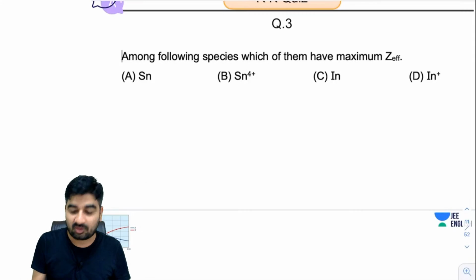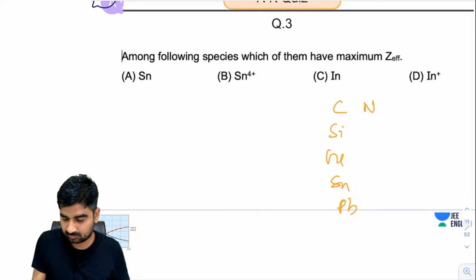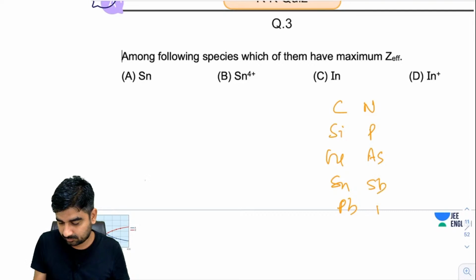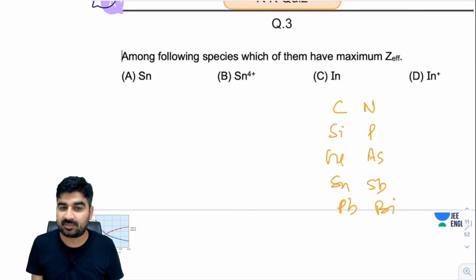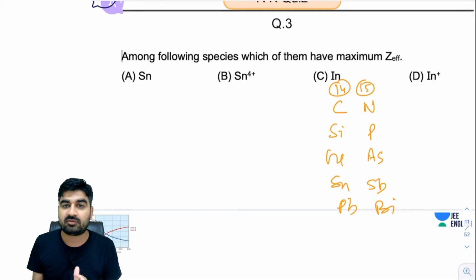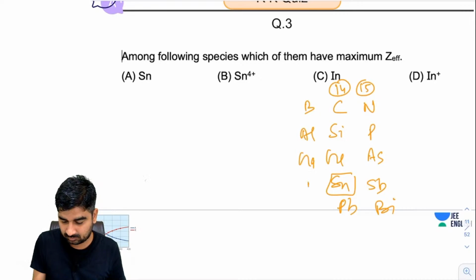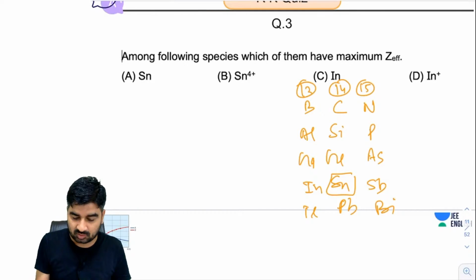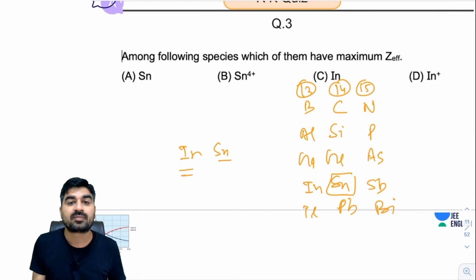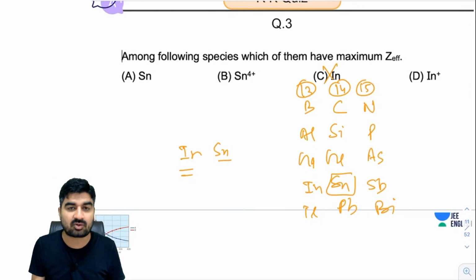Okay. Now if you remember, these are the positions of the elements. So this is basically the 14th group and this is the 15th group. So when we move left to right, this is Sn, right? And this is the 13th group. If I ask you In and Sn, which will have larger Z effective? On the right side, Sn. So these options are gone.